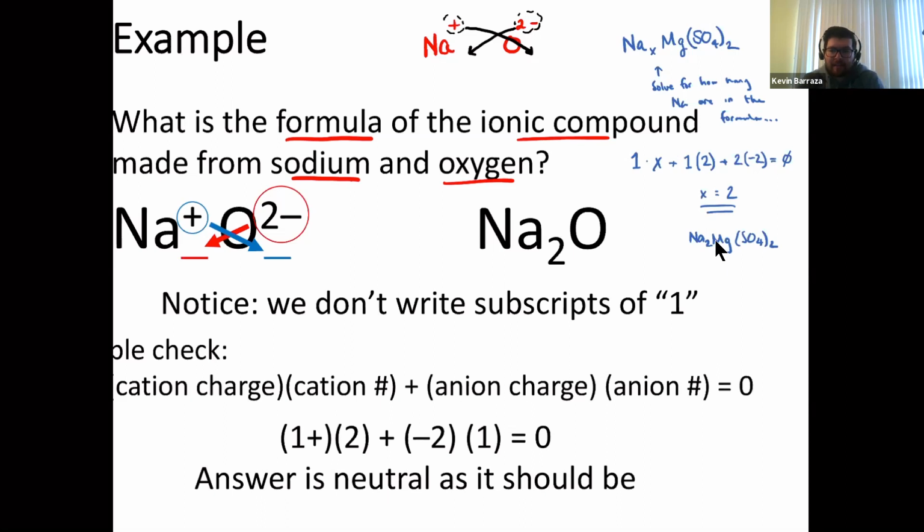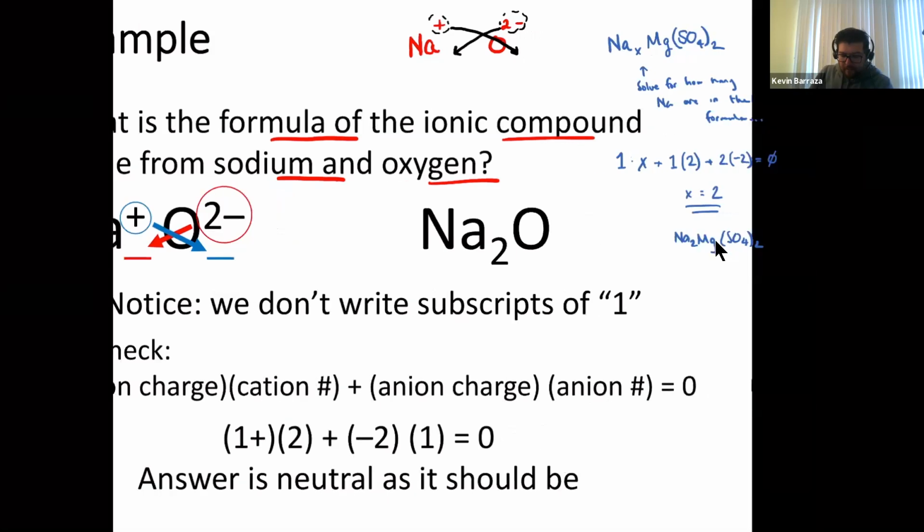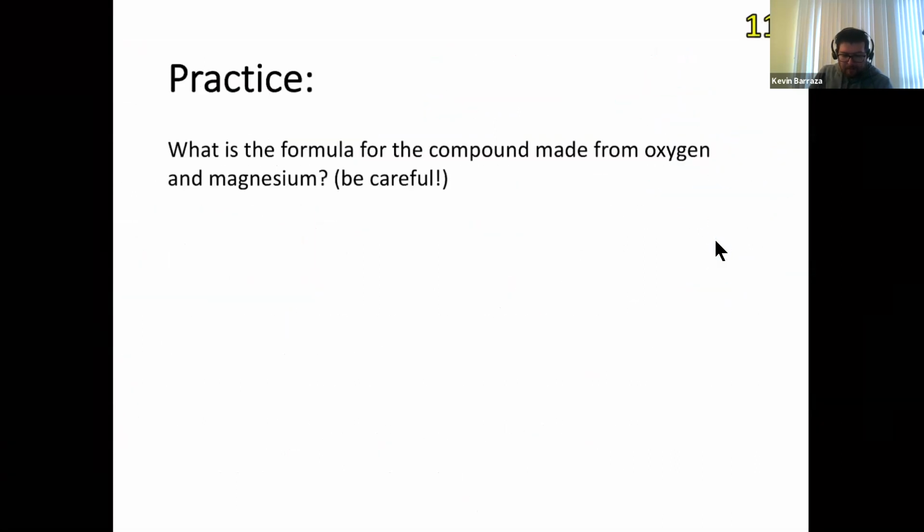Sulfate is an example of a polyatomic ion. One single sulfate has the total -2 charge. The entire SO4 cluster of atoms has a -2 charge. And that's going to come up in a few slides, so we will have an example of that.